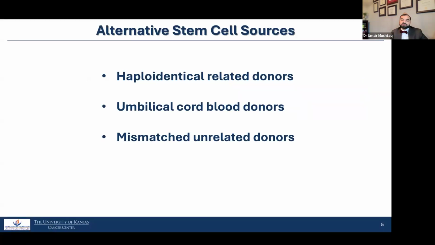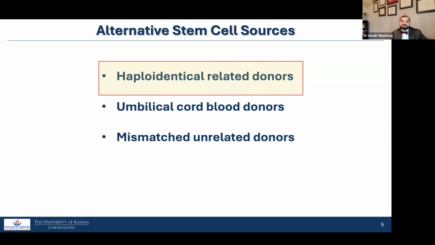Alternate stem cell sources when you don't have a matched sibling donor are haploidentical donors, umbilical cord blood, and mismatched unrelated donors. Haploidentical donors are relatively easy to access. They are family donors, and there is not much cost involved. People will donate for free. For umbilical cord blood, you will need to pay. For mismatched or matched unrelated donors, you also need to pay to get the graft from the registry. So we are going to focus on the haploidentical transplant, which is very important in the context of a developing country.